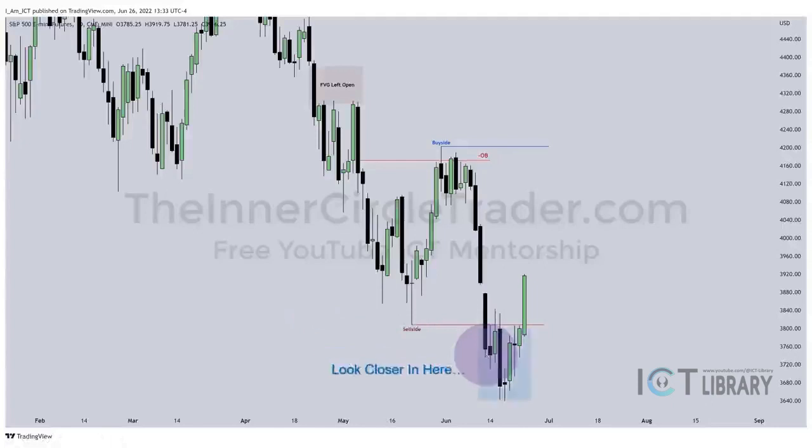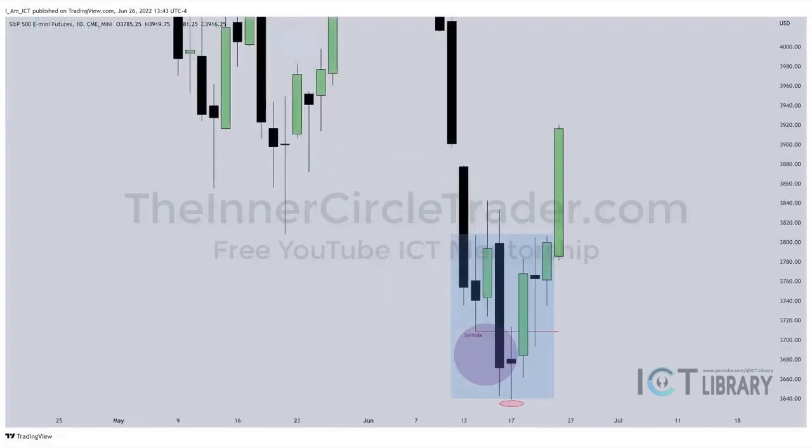Look closer in here. What do you see? Let's zoom in. So here is that area here. And inside this shaded area, I'm taking your attention to this short-term low here. So we have a short-term low here, and then it gets taken out, and then we have this low here, and it starts to rally up. Look close. Do you see that this is a swing low?